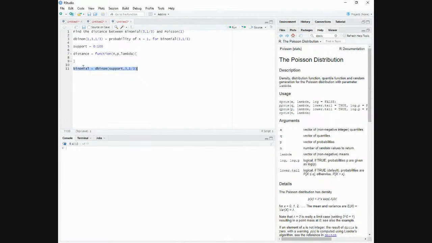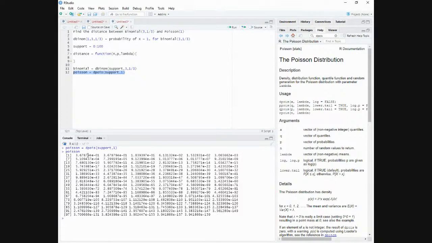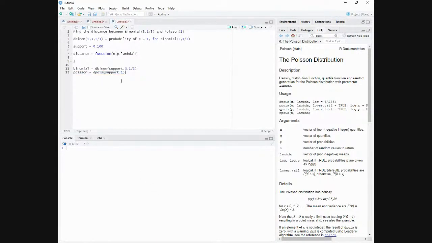Similarly, we'll do the Poisson PMF till 100. It's not that the sum is equal to 1, but understand that we are doing it because we cannot do it till infinity. That's why we need to do it till 100. So for Poisson, it's support and lambda is equal to 1. Let's check it. See, now all of you see it, guys. This is the Poisson PMF. Okay, now we'll calculate the distance between them.